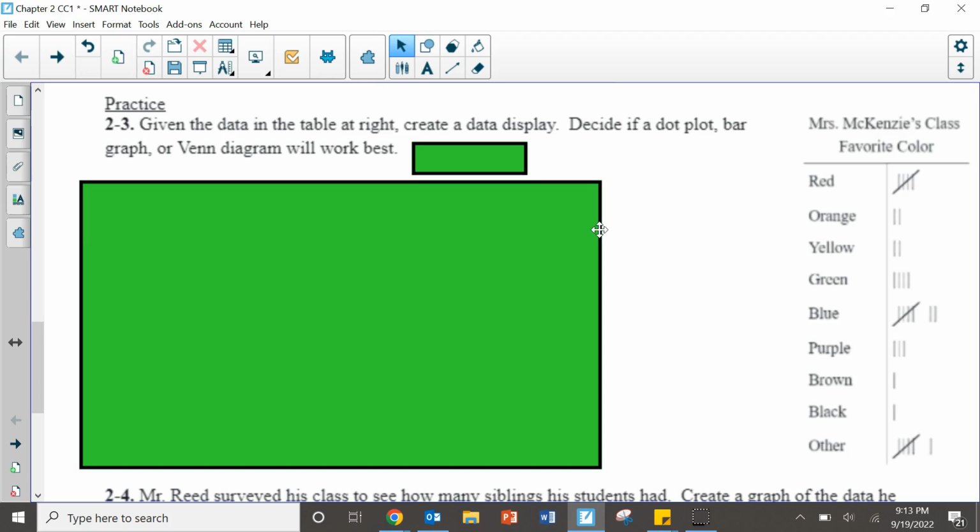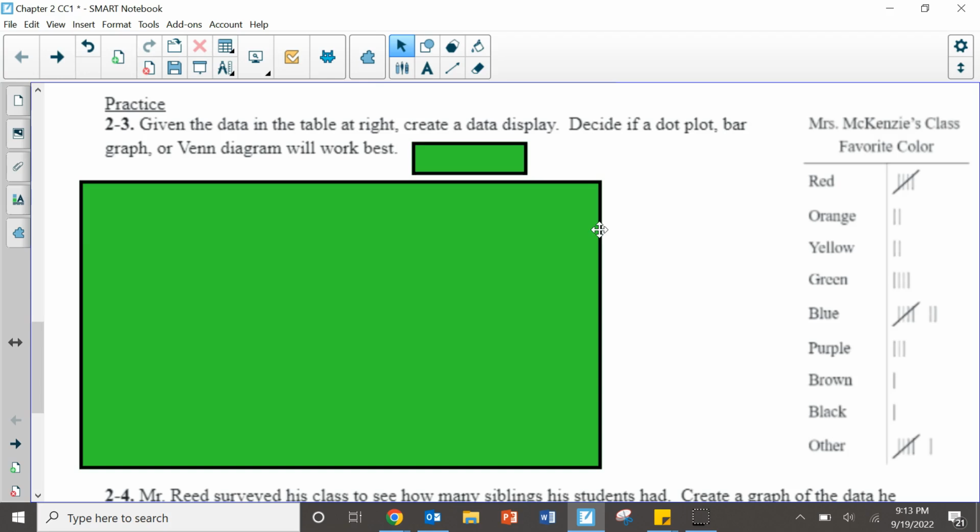So we're looking at Miss Mackenzie's class favorite color. Okay, so Miss Mackenzie, she's a teacher, and she took down the favorite color of her students. So basically what happened was she said, whose favorite color is red? And students raised their hands. Okay, and she marked down how many students liked each color.